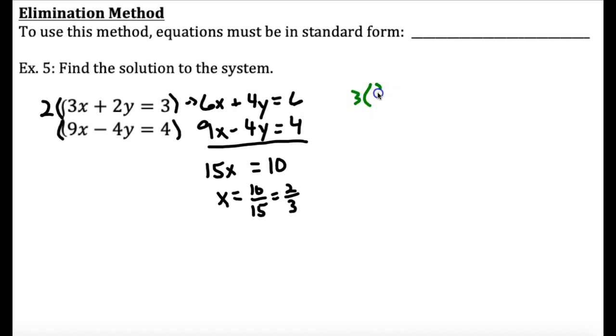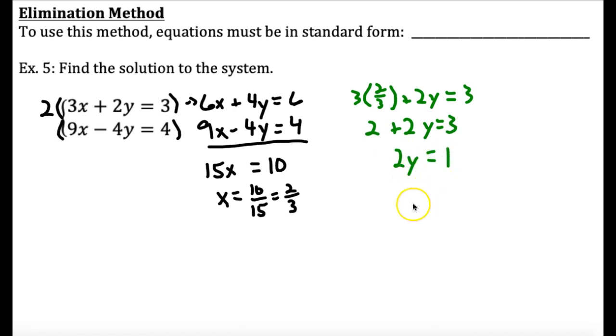So we'll have 3 times 2/3 plus 2y equals 3. 3 times 2/3 would be 6/3, or just 2. Subtract the 2 over, we'll get 2y equals 1. Divide by 2, and we get y equals 1/2. So that means these two lines would intersect at the point (2/3, 1/2).